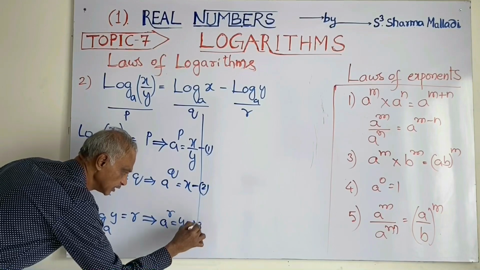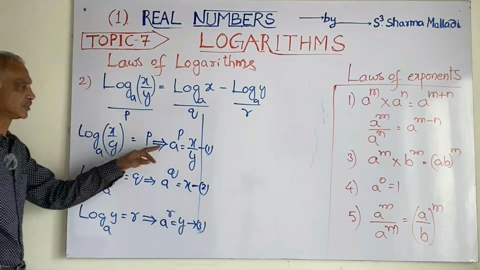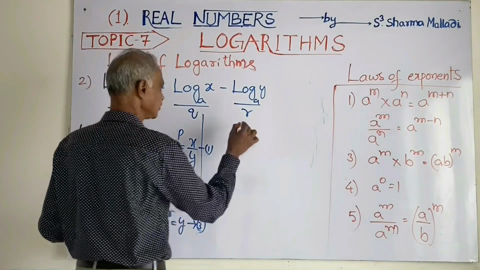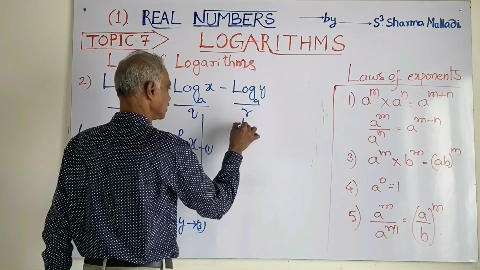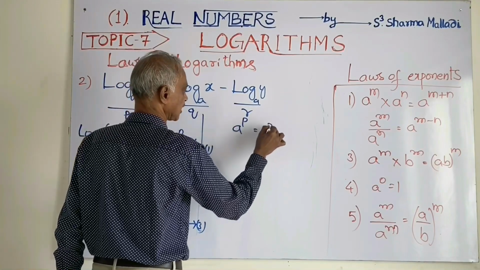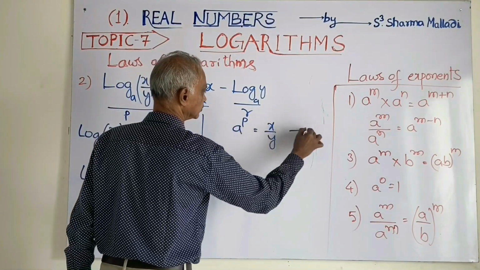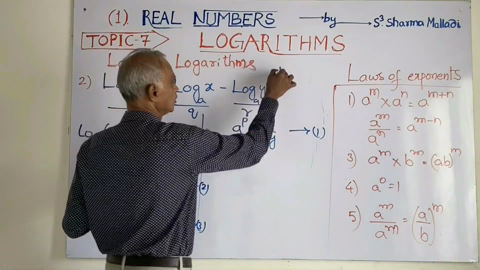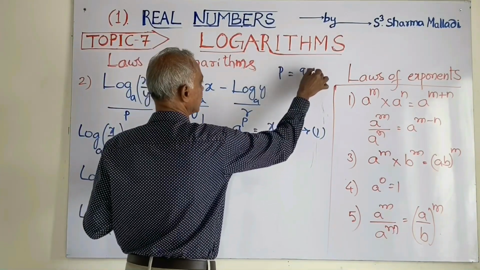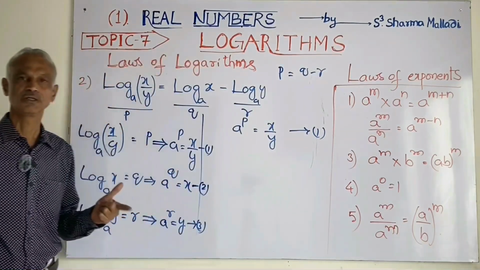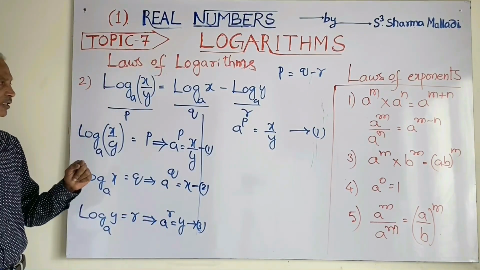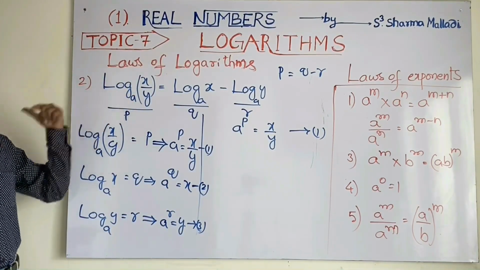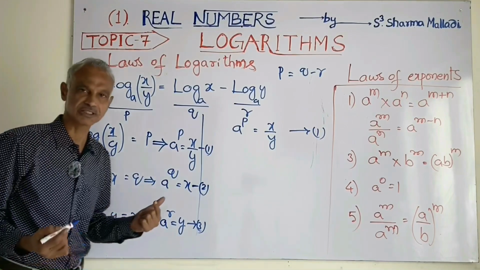This is number 3. First you take 1. Here you take A to the power of P is equal to x by y. This is number 1. What do you have to show? You have to show P is equal to Q minus R. Means log x by y is equal to log x minus log y.